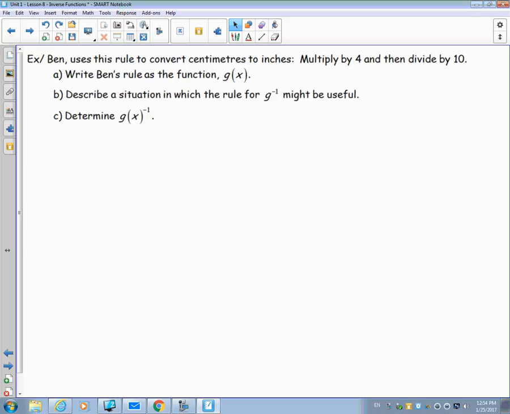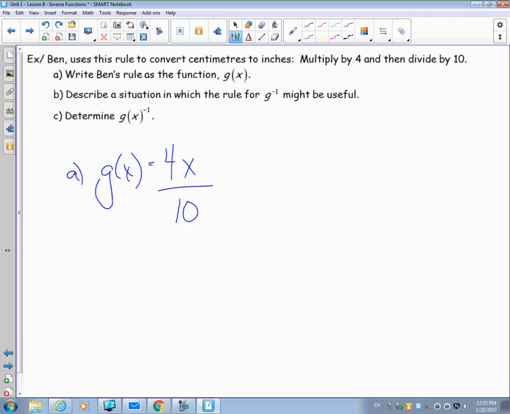So we got Ben. He uses a rule to convert centimeters to inches. Multiply by 4 and then divide by 10. Can we write this as a function? Okay, so as a function, g(x), we got to multiply by 4, and then we got to divide it by 10. Or, yeah, it means the same thing, right? I just like the fraction form.